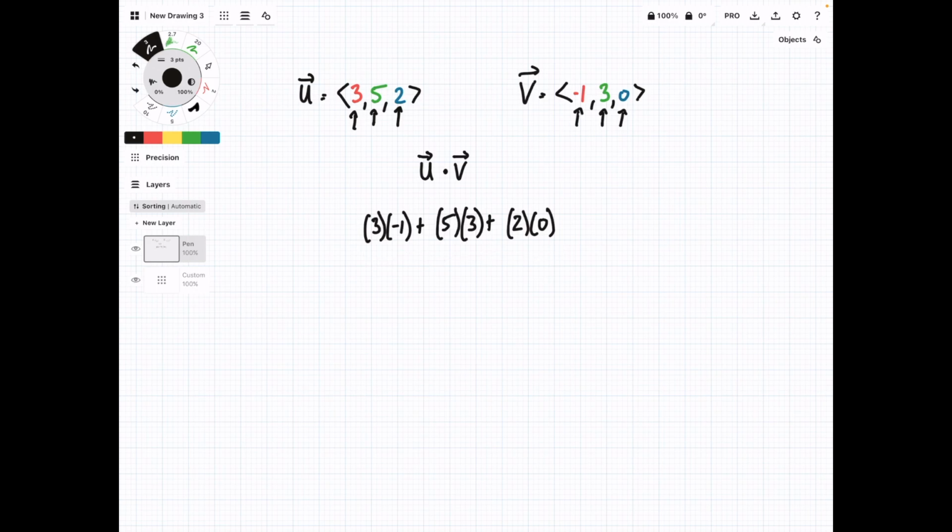And so the final answer to a dot product of vectors is just going to be a scalar, a single number. So what we have here is -3 plus 15 plus 0, and we're left with u dot v equal to 12. So it's a single number, just 12.